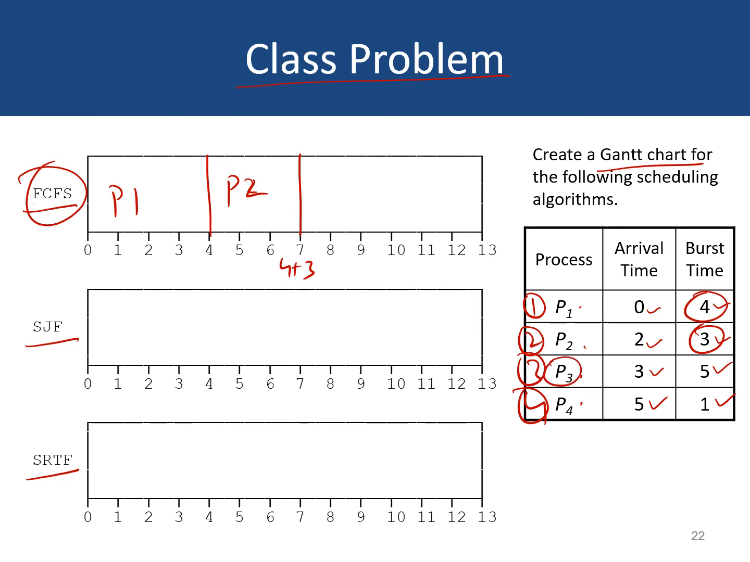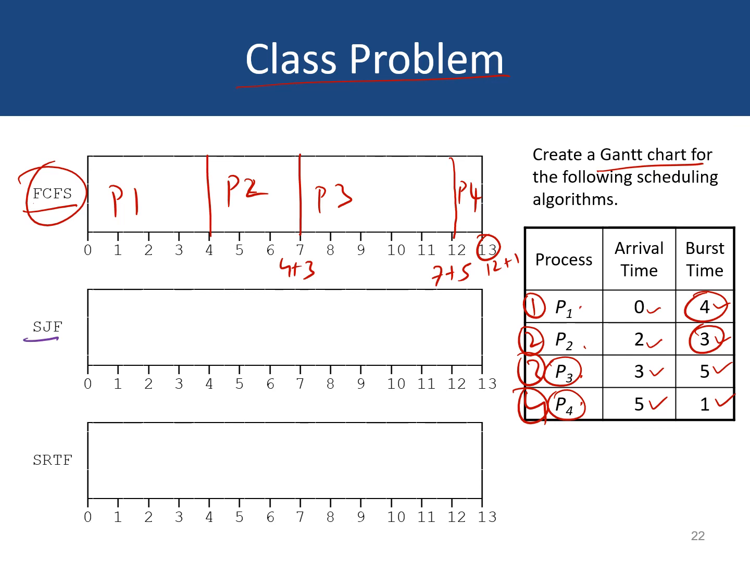After this, P3 would be scheduled, which has a burst time of 5, so P3 will start here at time 7 and it will end at 7 plus 5, which is time 12. P3 ends over here. And finally P4 will be scheduled on the CPU, and P4 just requires 1 time unit, so it will start at 12 and finish at 12 plus 1, time 13.